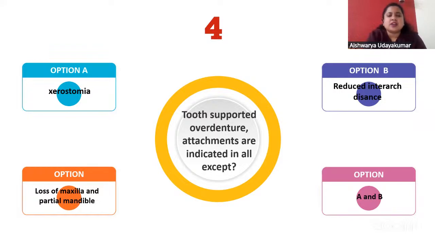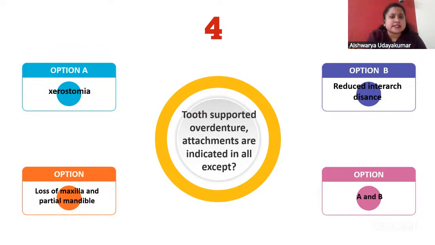So they have told us to find the contraindication. Is there a contraindication in the options? Choose that, is what they have told. To confuse our mind, they have said all except. So now let's slowly see what the options are. Option A is xerostomia. Option B, reduced interarch distance. Option C, loss of maxilla or partial mandible. Option D, A and B.